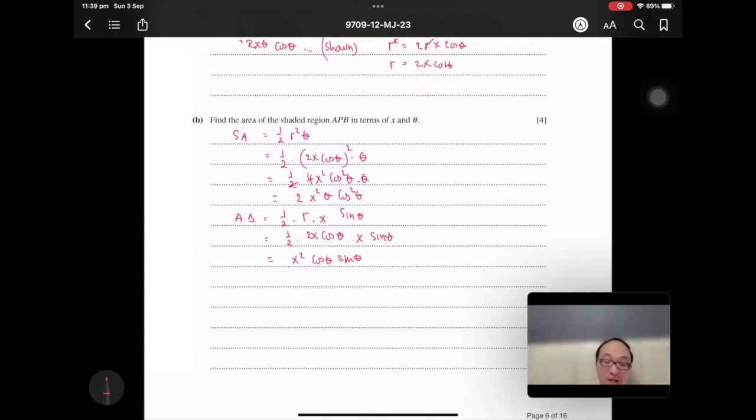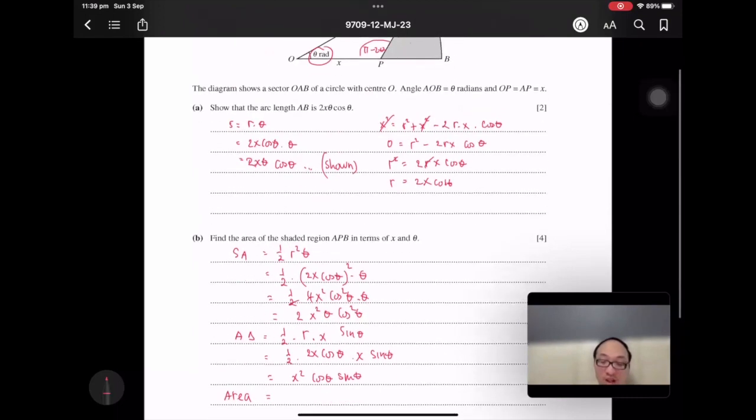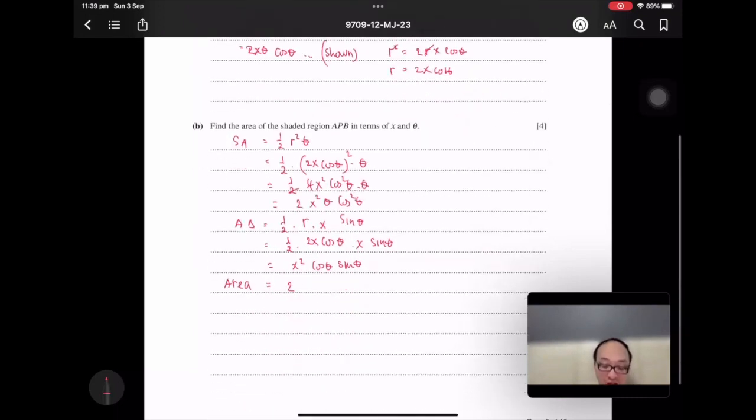So the area of the shaded region will be equal to the sector area minus the area of the triangle. So 2x squared theta cos squared theta minus x squared cos theta sine theta equals, we can put x squared cos theta times (2 theta cos theta minus sine theta). So this is the final answer.